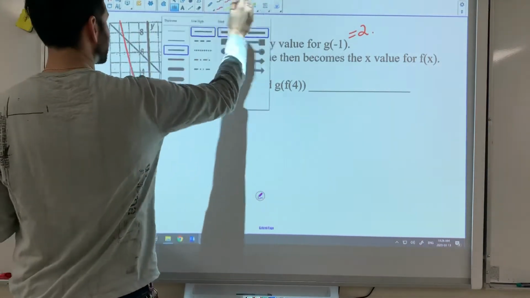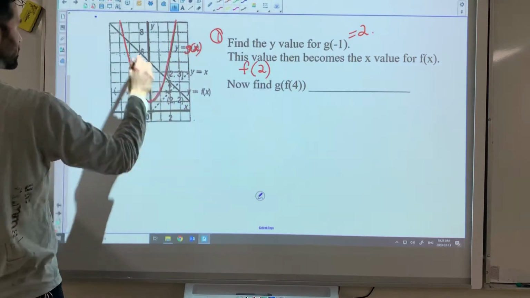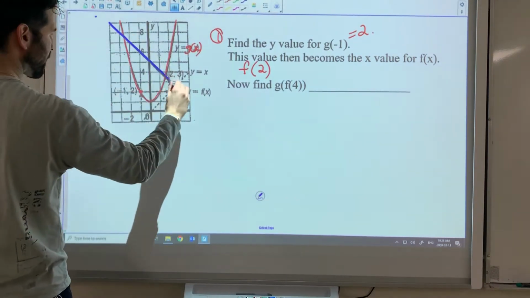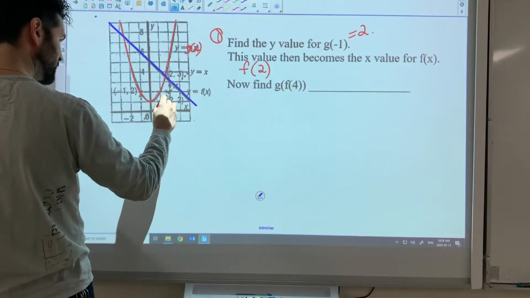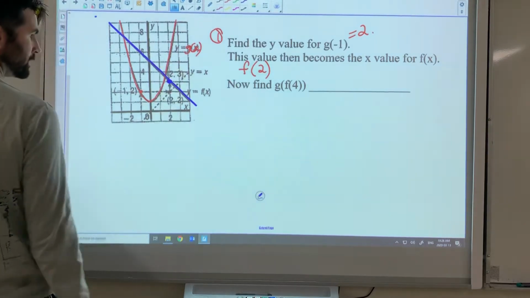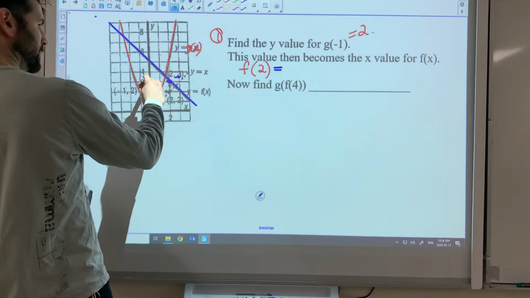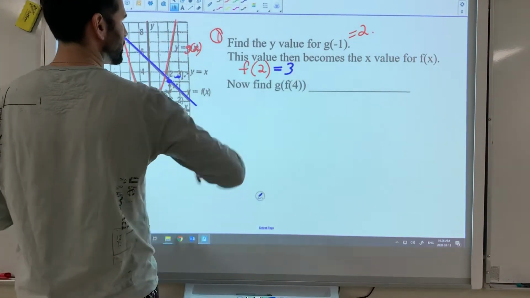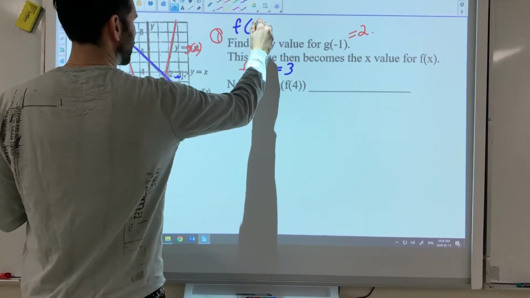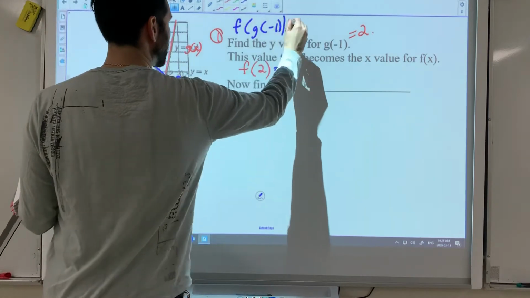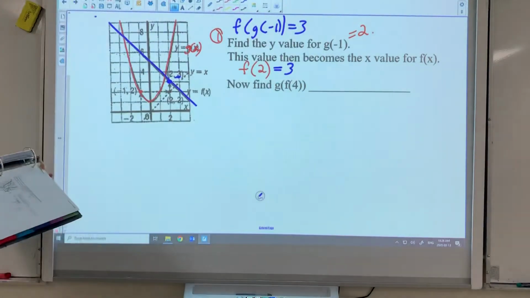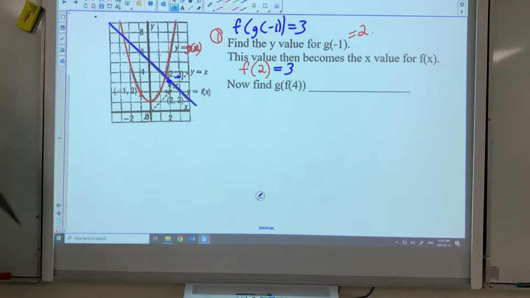I could use a different color, a little bit thicker. So go to x equal 2. There it is, we have it labeled for us to make it easy. And you look at the y value. So the y value is 3. Okay, so f of g of -1 equals 3.